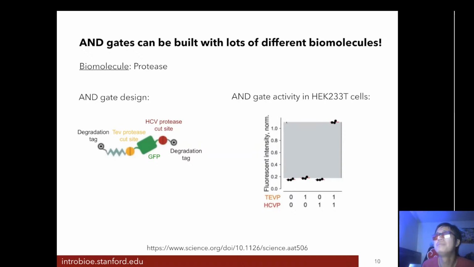So in this case, you're getting AND gate-like logic just by cutting a protein in specific locations. This is just showing you fluorescence intensity in HEK293 cells. That's a type of human embryonic kidney cell line. So these are human cells. You can see strong GFP signal only when both your TEV protease and your HCV protease are expressed in the HEK cells. And so this type of AND gate is just another example of a logic gate or a genetic circuit being built with a biomolecule.